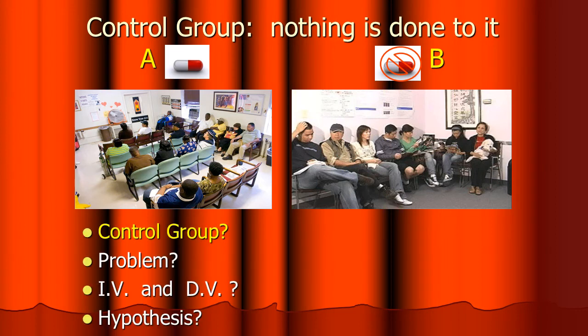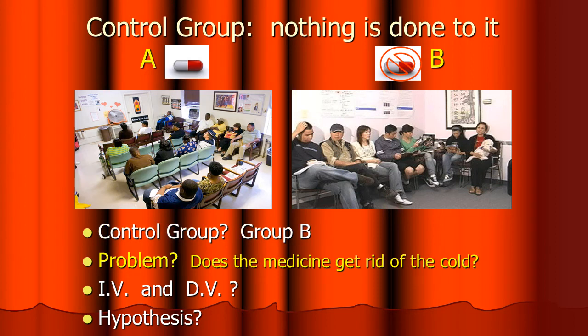So, what's the control group in this experiment? Control group would be group B, the group that did not get the medication. What's the problem in this experiment? Well, the problem is, does the medicine get rid of the cold faster? Remember, the problem is the question that you're trying to answer.